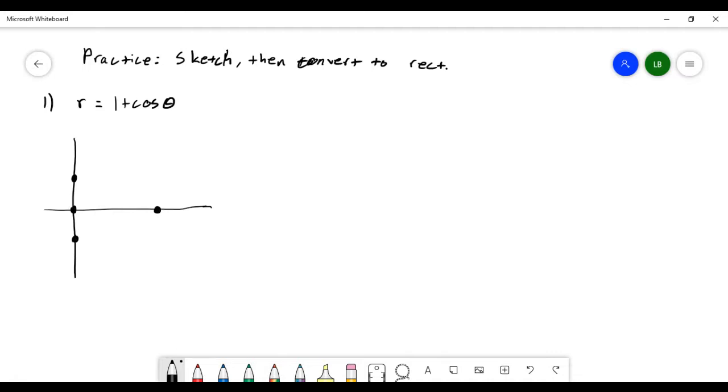And also, I kind of know what this looks like. It looks like a cardioid, but I'm not very good at drawing, so we're going to do it kind of like this.